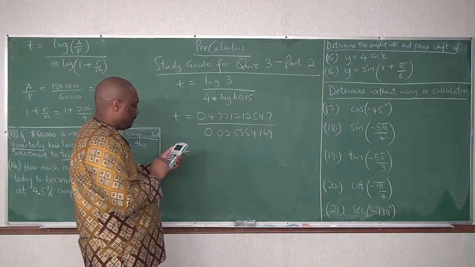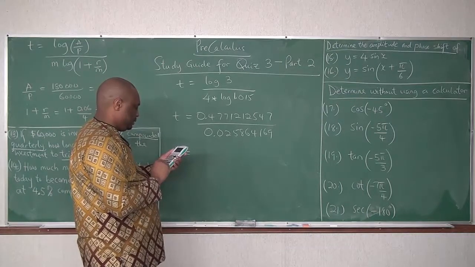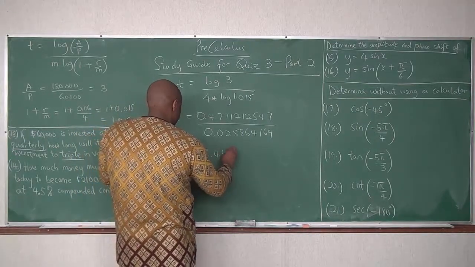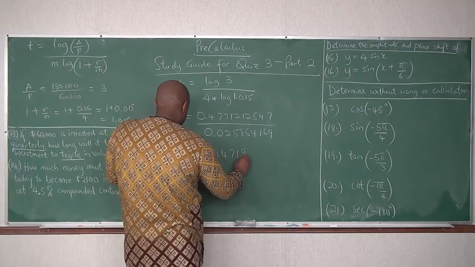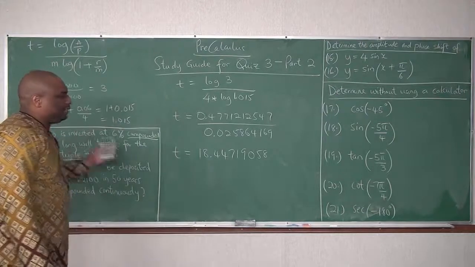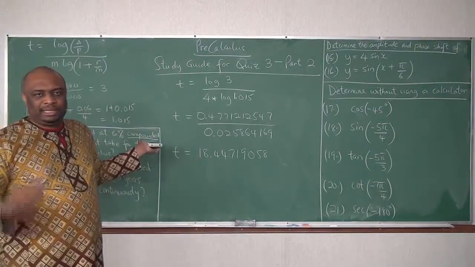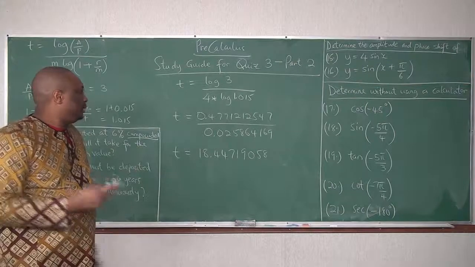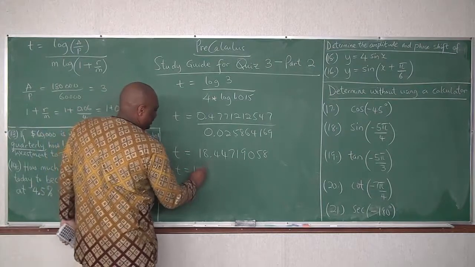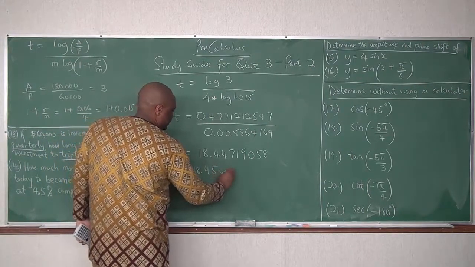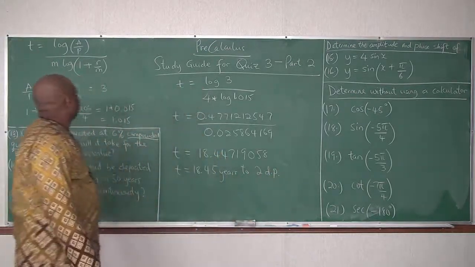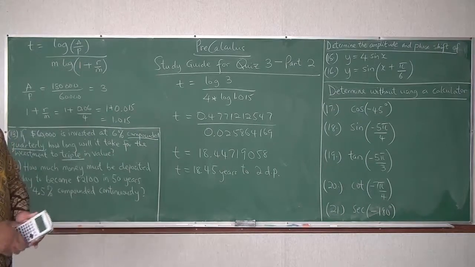So you now do 0.4771212 divided by the answer, and that gives us 18.4471958. I think in the question they say round to 2 decimal places. If you round to 2 decimal places, it will be 18.45 years. That's how you solve it.